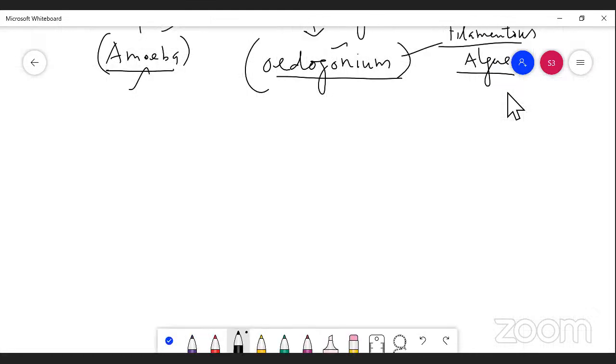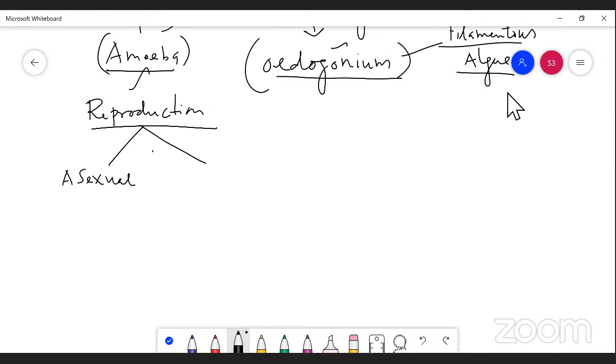Another one we are discussing is reproduction, a fundamental biological process, the tendency to perpetuate the whole species. What are the two types of reproduction? Asexual reproduction and sexual reproduction. Asexual reproduction is without gamete formation.